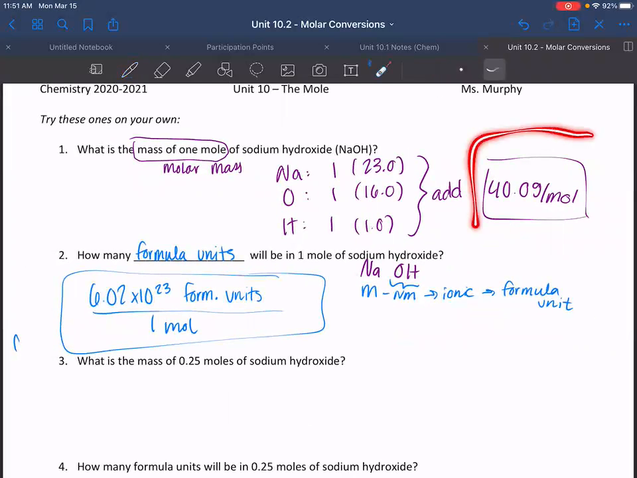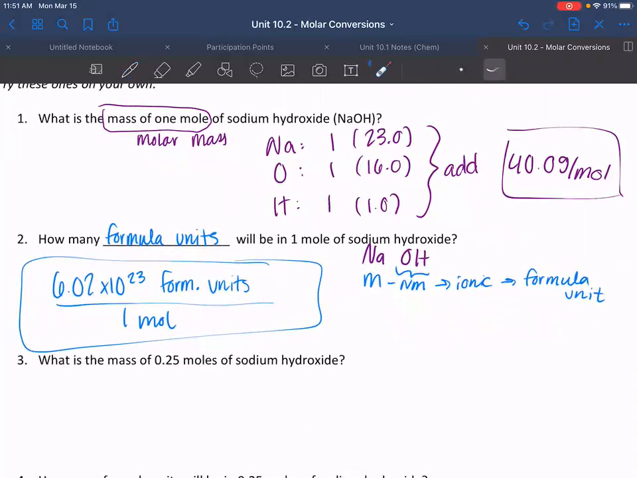Now, molar mass is literally defined as the mass per 1 mole. What if we have 0.25 of a mole? 10 grams. We just take 0.25 of our molar mass. So 0.25 of 40 gives us 10 grams.